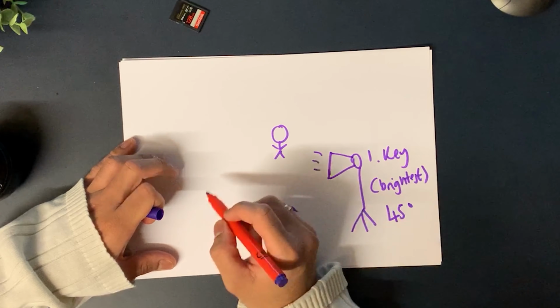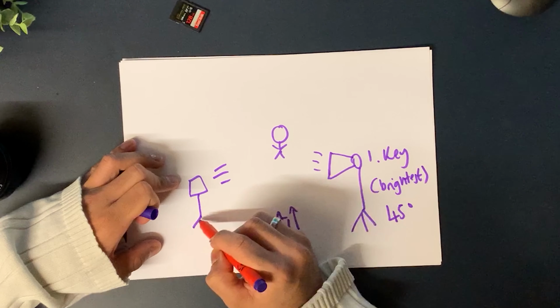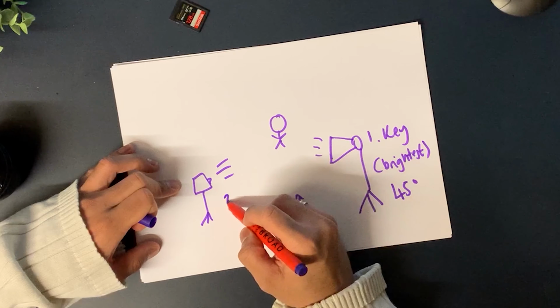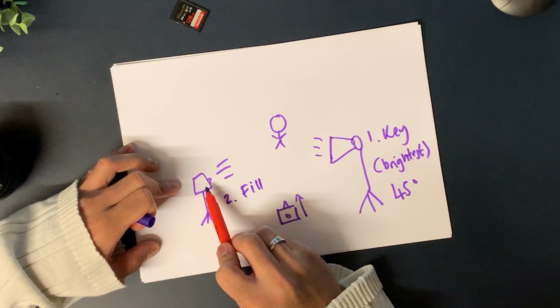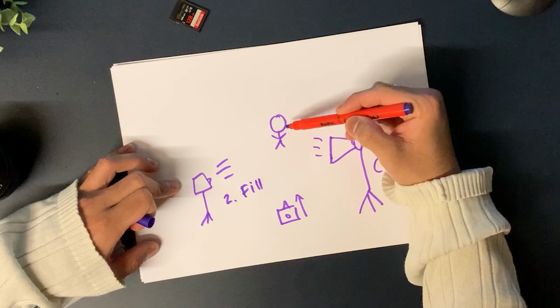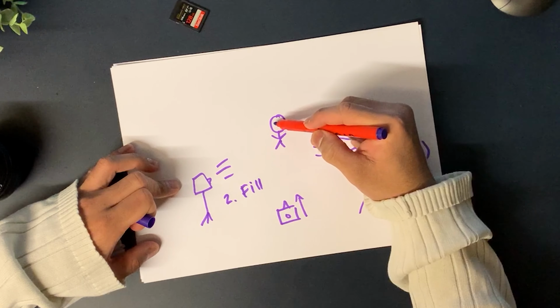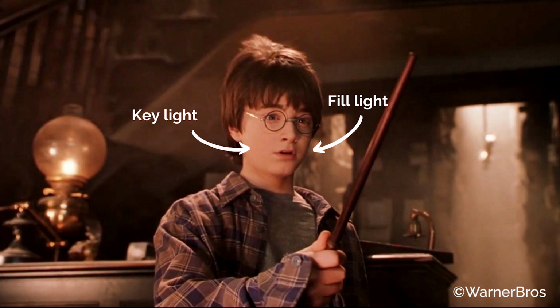Then over here you're going to have a second light source, and this is going to be called a fill light. The purpose of the fill light is that the key light, because it's only lighting up basically one side of your subject, this side is going to have some shadows, and the purpose of the fill light is to ensure that the shadows are being filled.